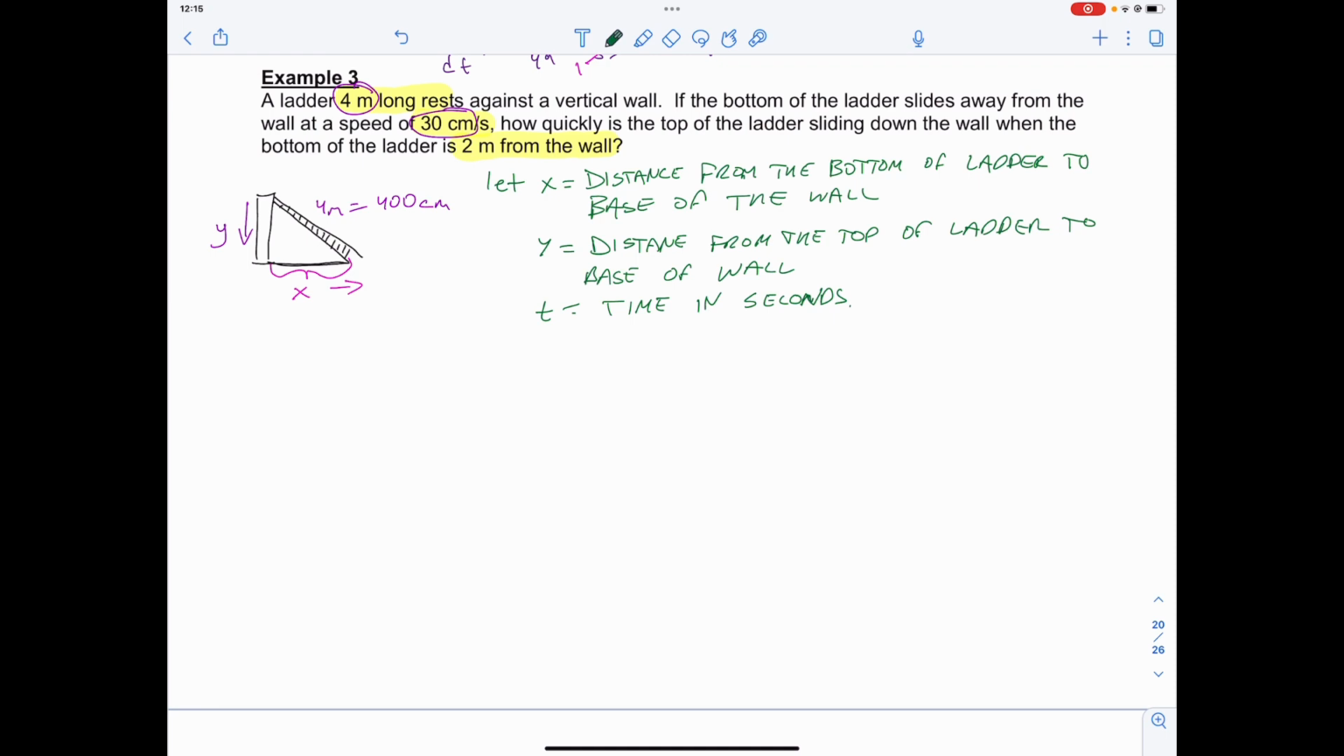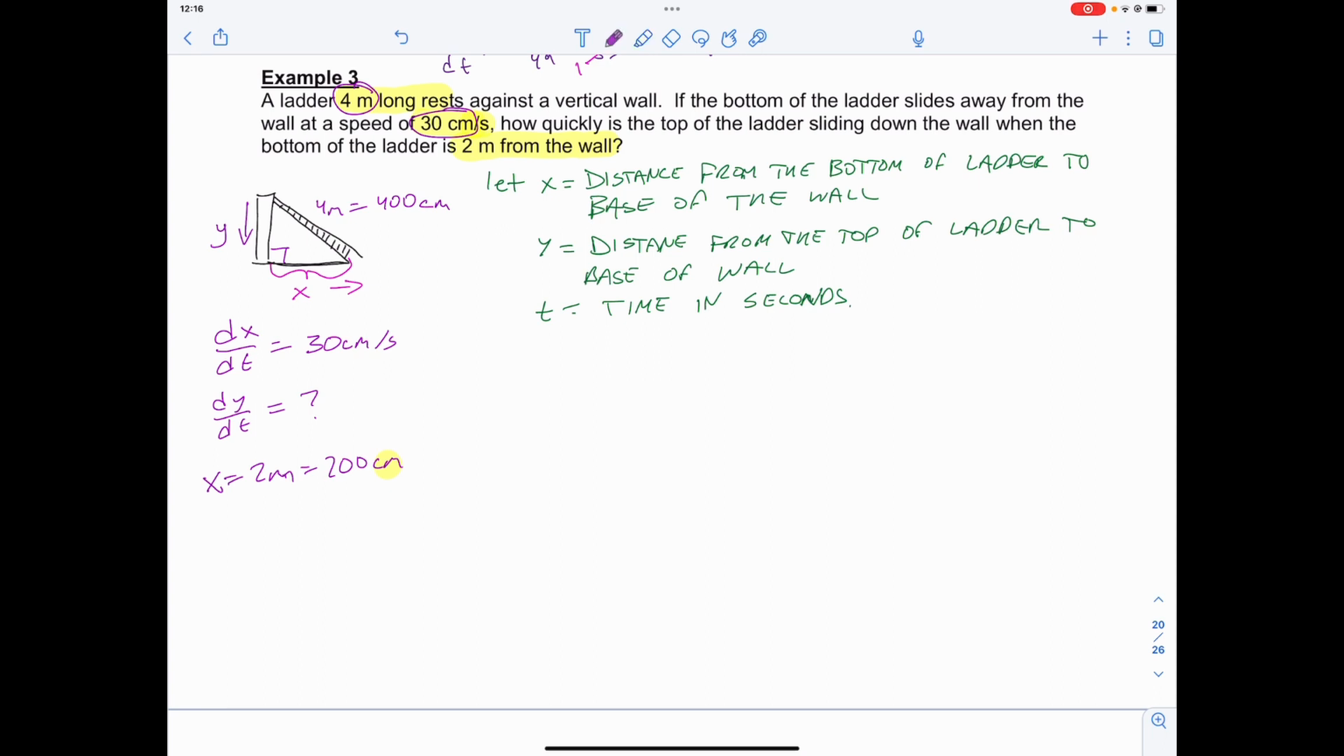Now, what do I know? I know, given my problem, that dx over dt, how far it's sliding away from the wall, is 30 centimeters per second. I know I'm trying to find dy over dt, and I know that this is when x is at 2 meters, which we're going to change to 200 centimeters, because once again, we got to make sure that we do appropriate units.